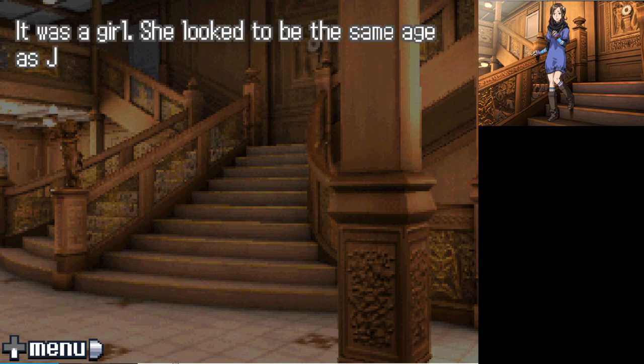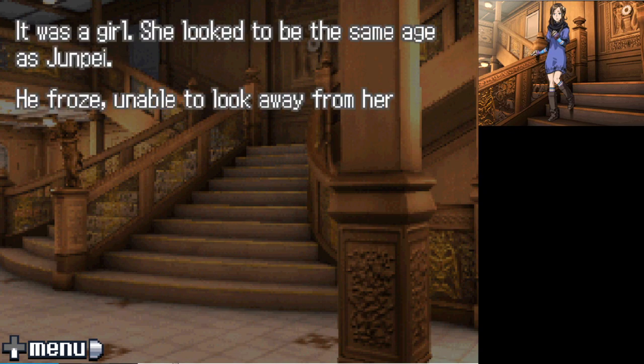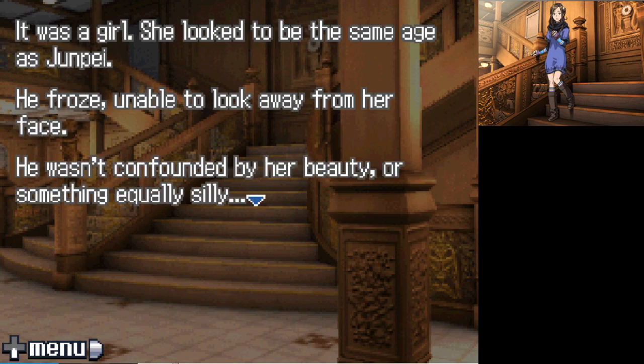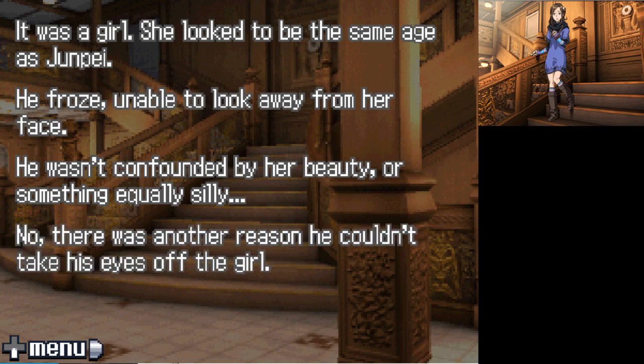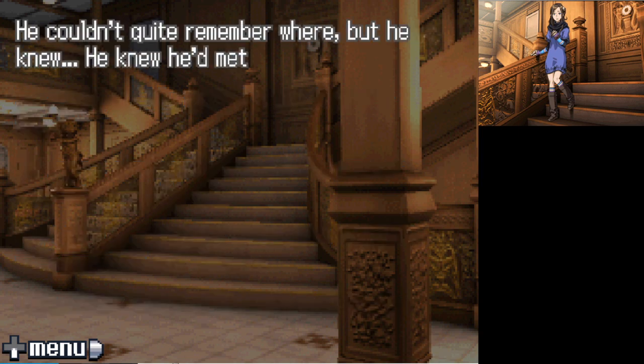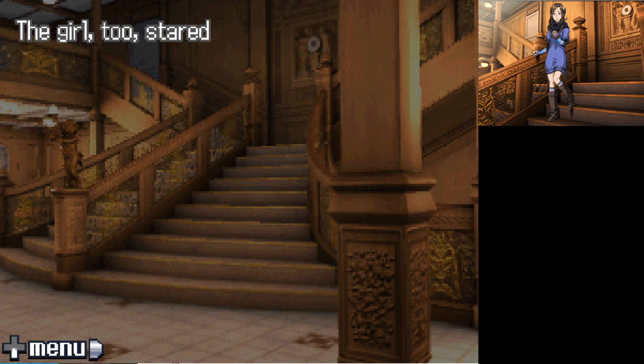A girl. She appeared to be the same age as Junpei. He froze, unable to look away from her face. He wasn't confounded by her beauty or something equally silly. No, that was not the reason he couldn't take his eyes off the girl. He had seen her somewhere before. Couldn't quite remember where, but he knew he had met her before.